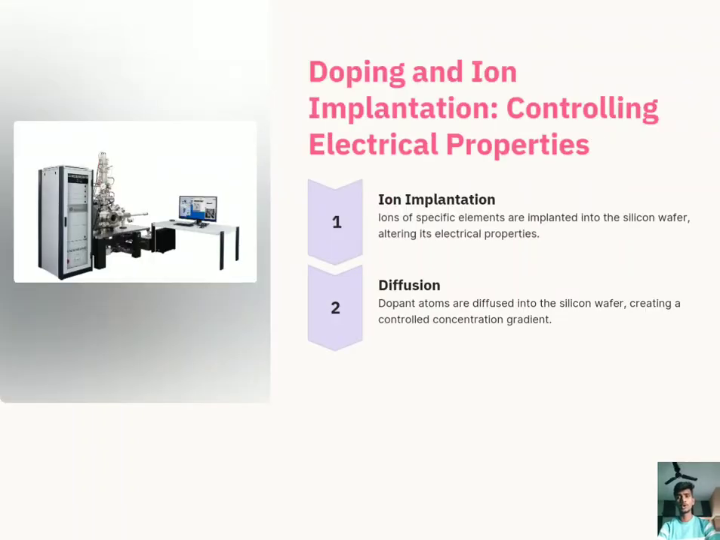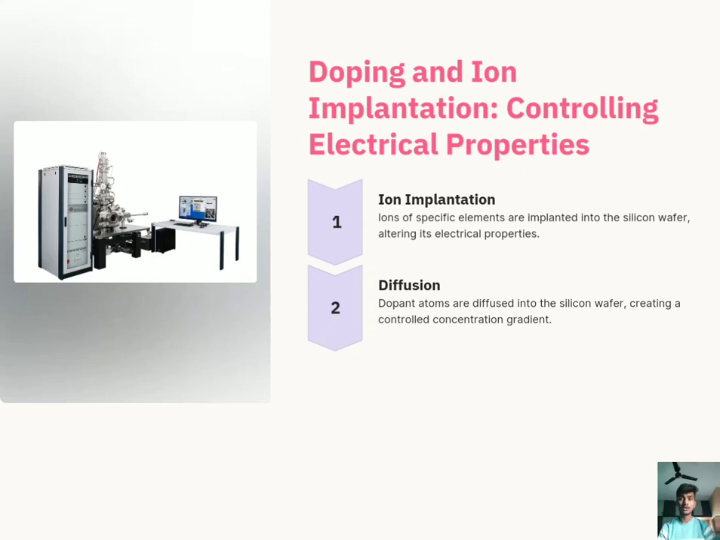Next, we use doping, ion implantation, to control electrical properties. In that, ion implantation: ions of specific elements are implanted into the silicon wafers, altering the electrical properties. Next is diffusion. Atoms are diffused into silicon wafers, creating a controlled concentration gradient.